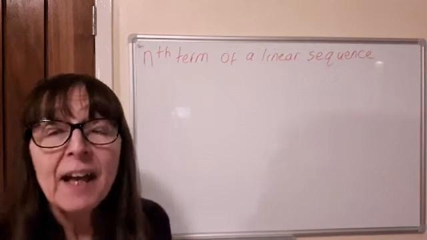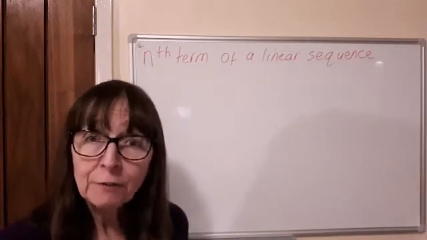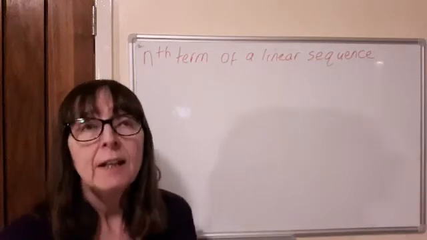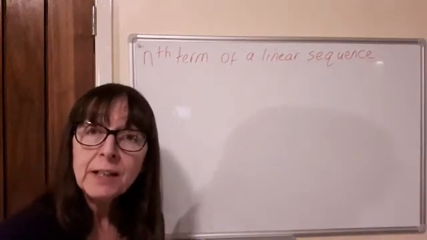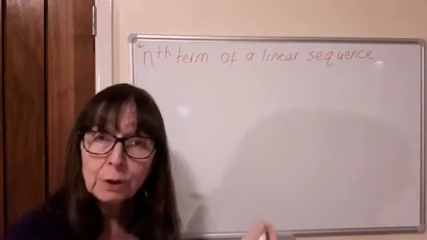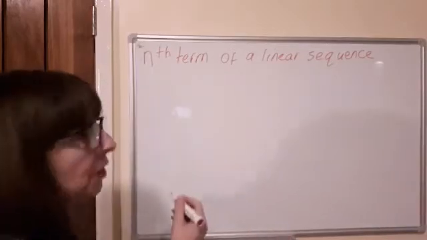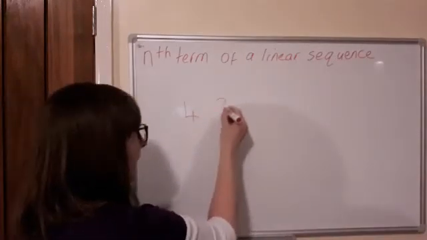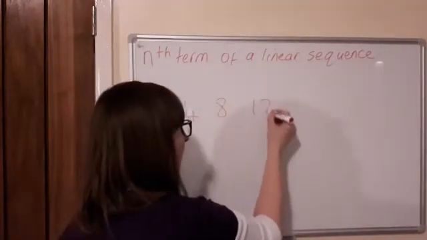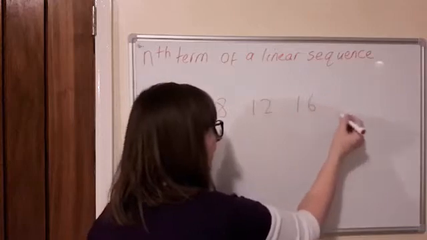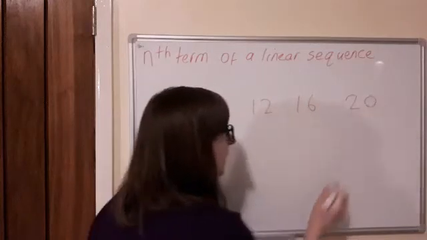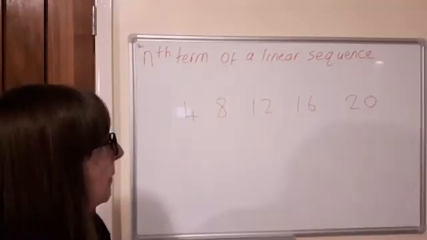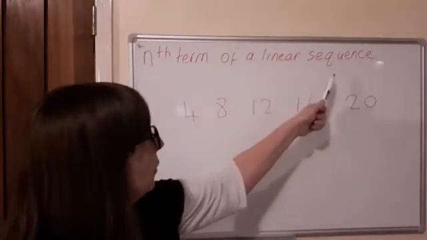Today we're going to look at finding the nth term of a sequence. And this sequence that we're going to use today is a linear sequence. That means it goes up by the same number each time, or goes down by the same number. So we're going to take the 4 times table. 4, add 4 is 8, add 4 is 12, add 4 is 16, add 4 is 20. Basically, this sequence is increasing by 4 each time and is known as a linear sequence.